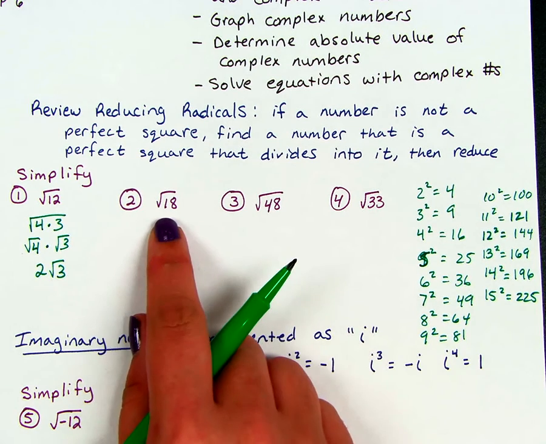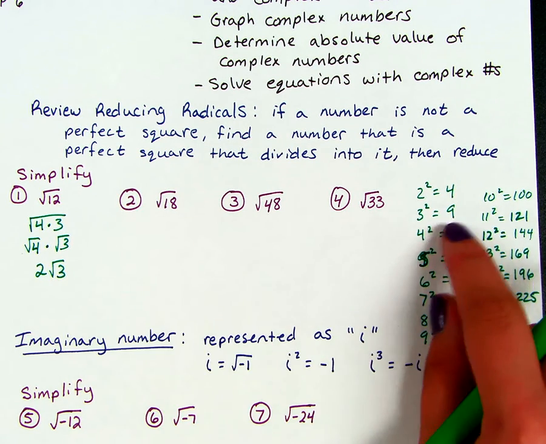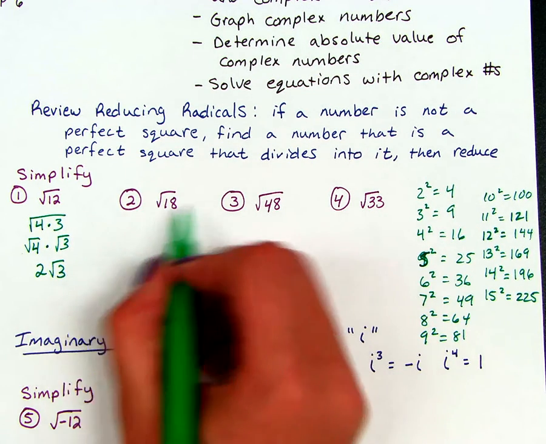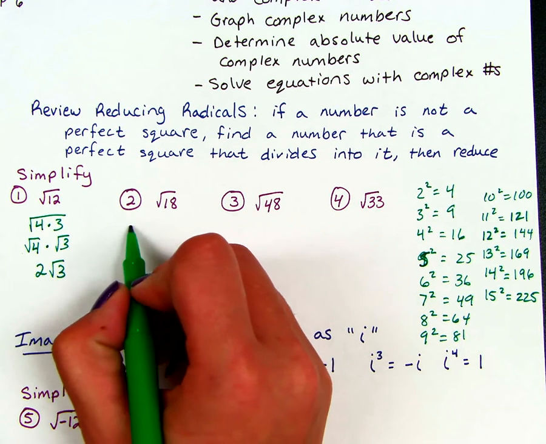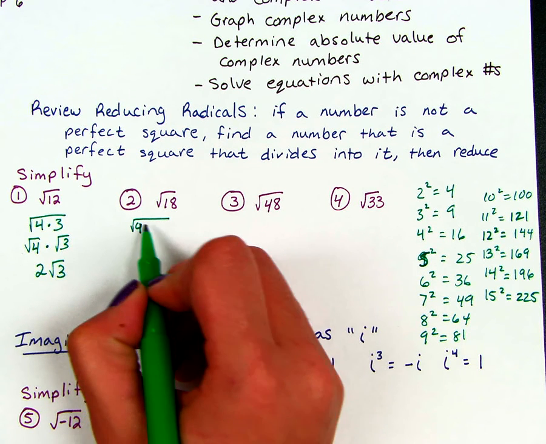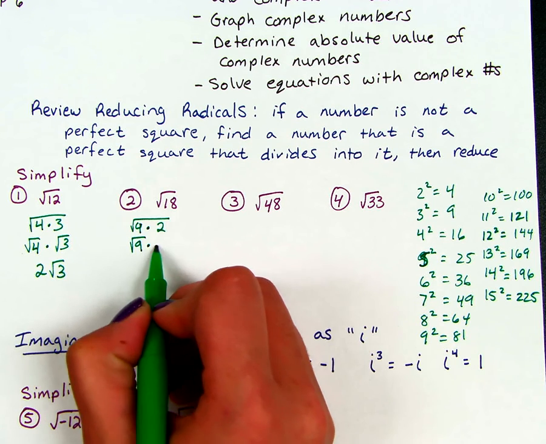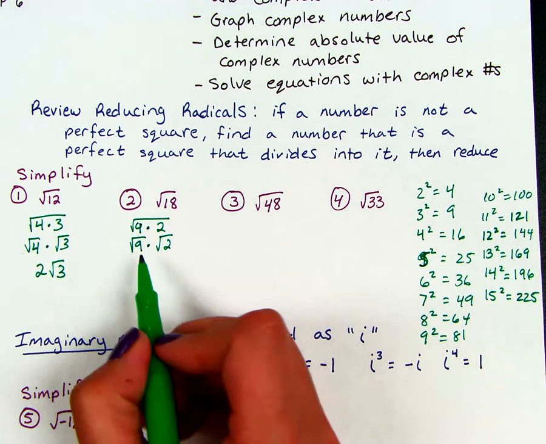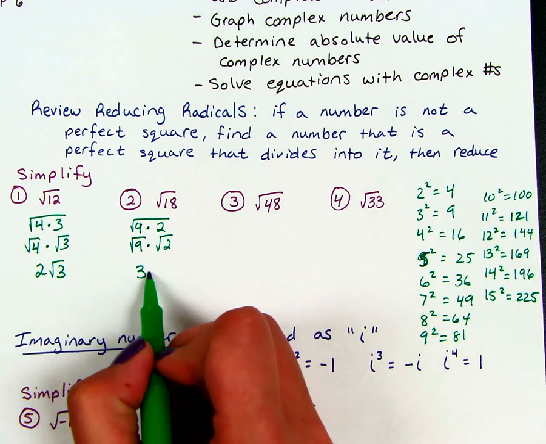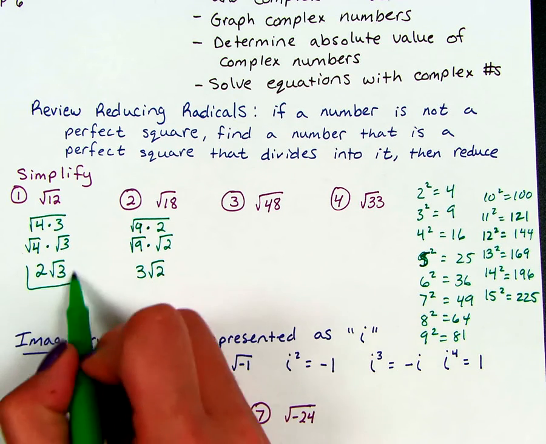Next one, 18. A perfect square that divides into 18 will be 9. So that means we would have 9 times 2, and we're allowed to think of it as the square root of 9 times the square root of 2. The square root of 9 is 3, and 2 stays inside the radical.